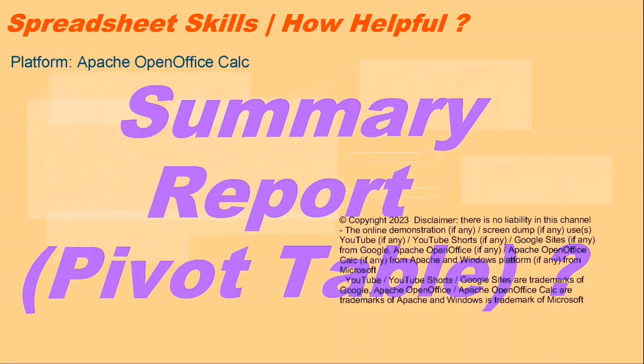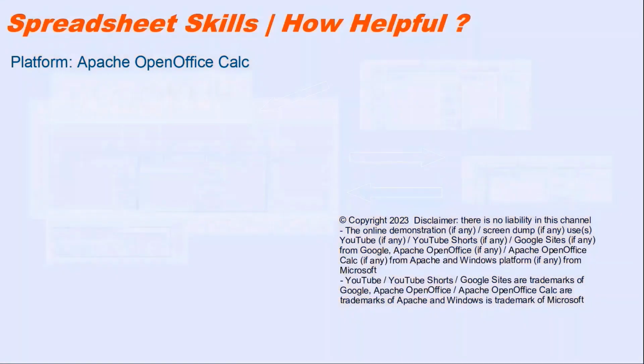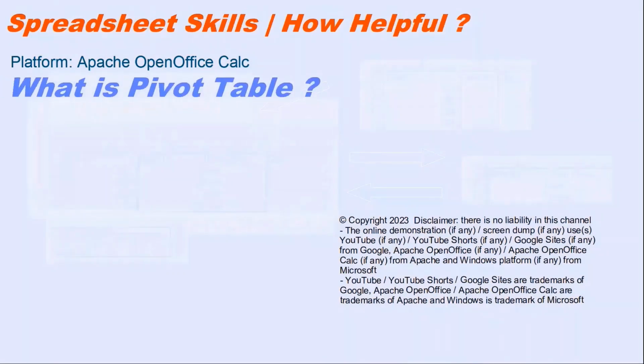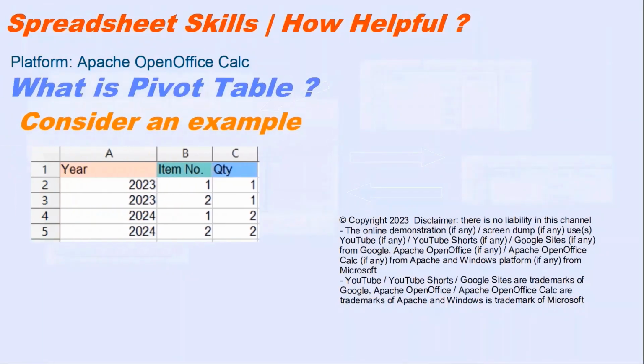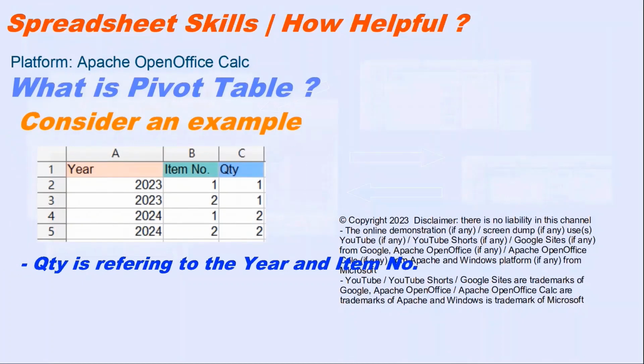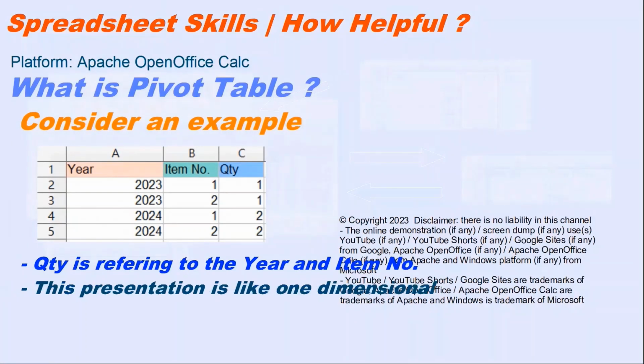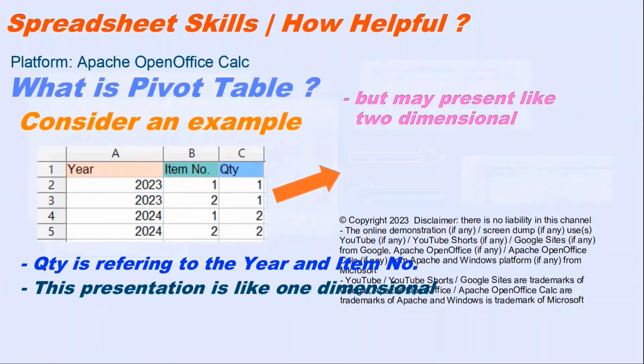Summary report, pivot table. In the platform of Apache OpenOffice Calc. What is a pivot table? Consider an example. Item quantity refers to the year and item number. This presentation is like one-dimensional, but may be presented like two-dimensional.